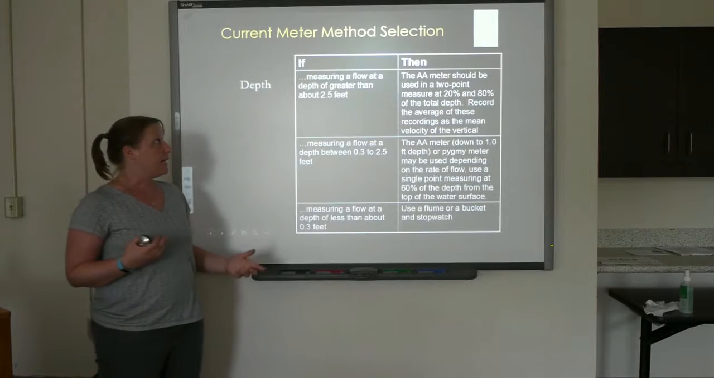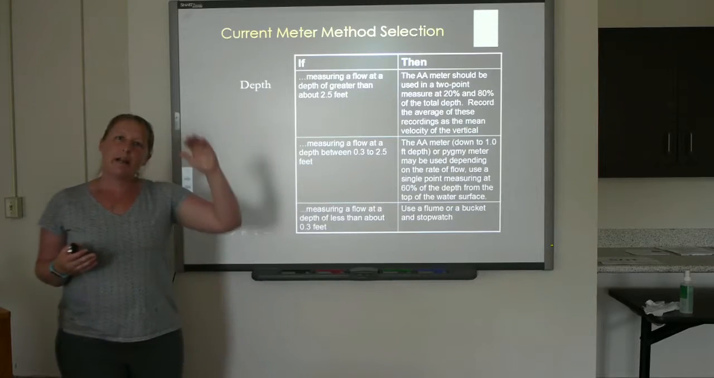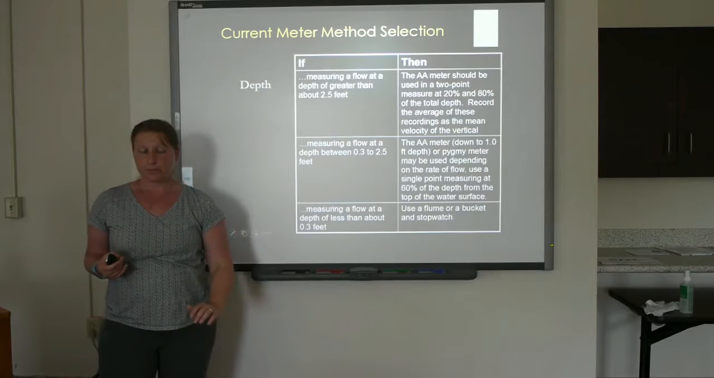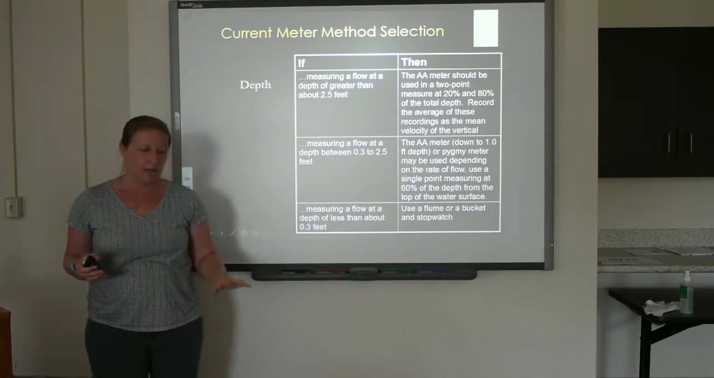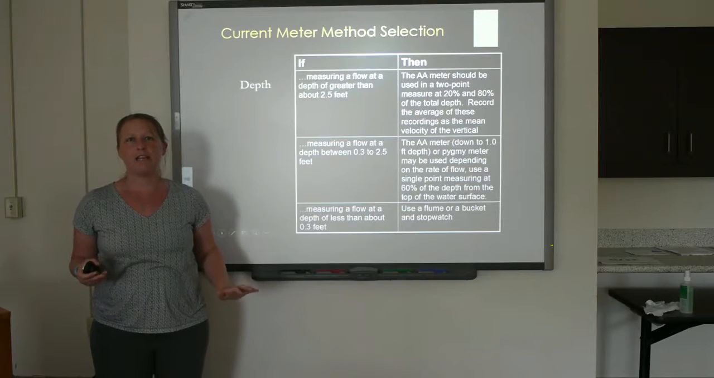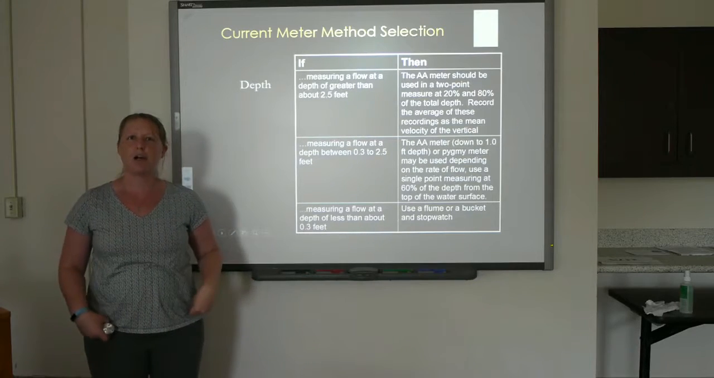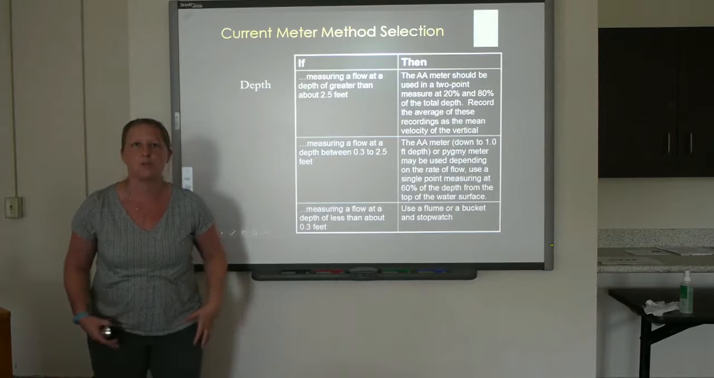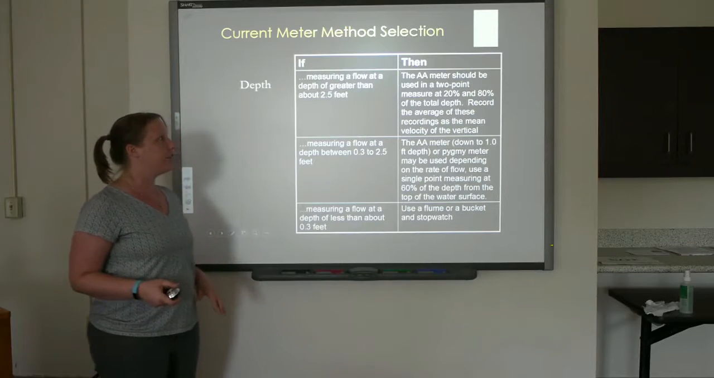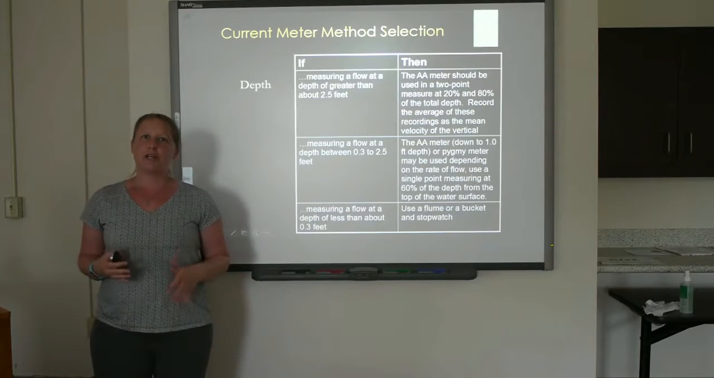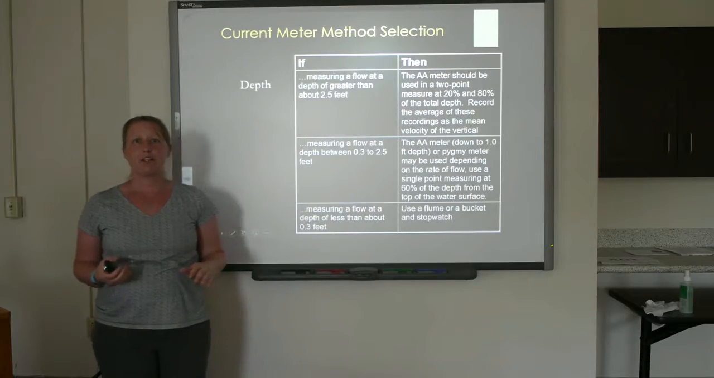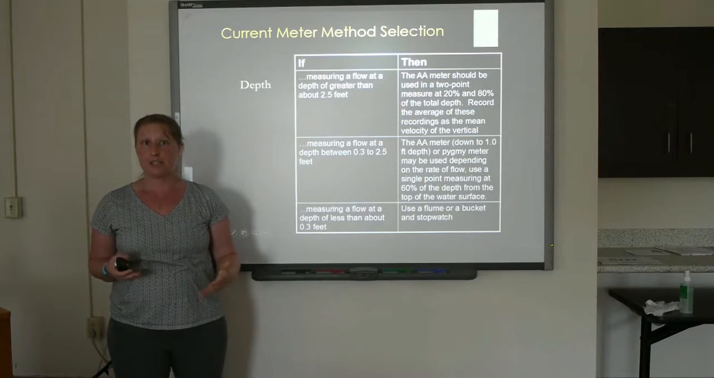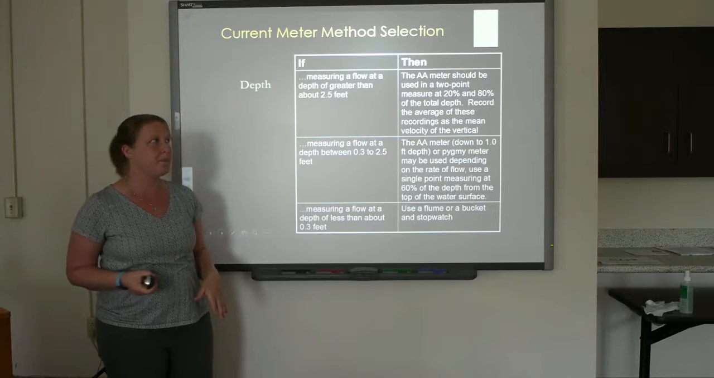So in addition to that, we have to determine where in the water column to measure. If the water is greater than about 2.5 feet, it can become hard to stand in because it gets deeper and there's just more water pressure pushing against your leg. But if you're measuring flow rate in water that's deeper than 2.5 feet, you should be measuring 2 velocities per station. And we'll talk about these stations in a minute.